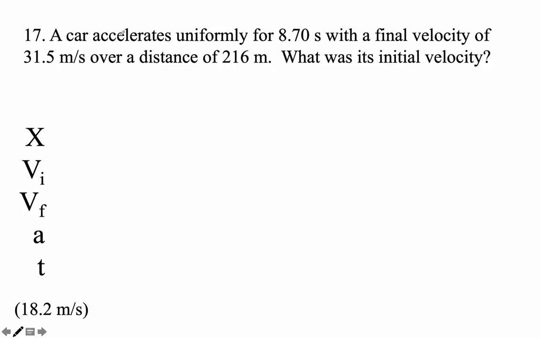All right, a car accelerates uniformly for 8.70 seconds. That's our time then, right? 8.70 seconds with a final velocity of 31.5, but that's our final velocity. Okay, let's see. Over a distance of 216 meters, what was its initial velocity? I think that's our displacement, right? 216 meters.